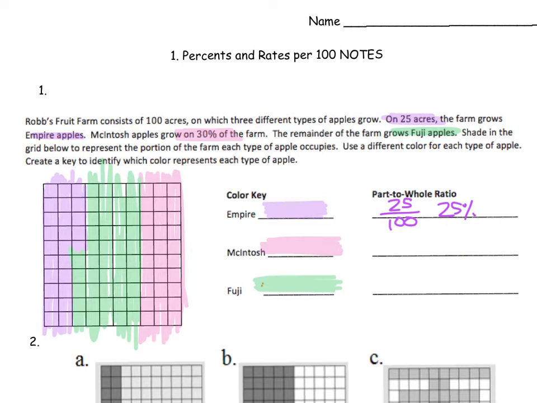My next apple was McIntosh. And when I looked at my McIntosh apples, they said it was 30% of my fields. And when I colored in 30%, that was 30 out of 100 boxes. And then everything else was Fuji. So I actually have to go ahead and count how much is left. So I have 40 boxes here and 5 here. So that was 45 out of my 100 boxes, which I know would be 45% of my grid.